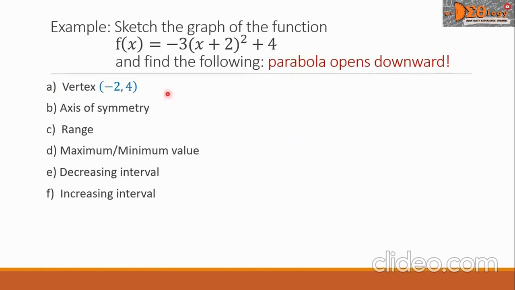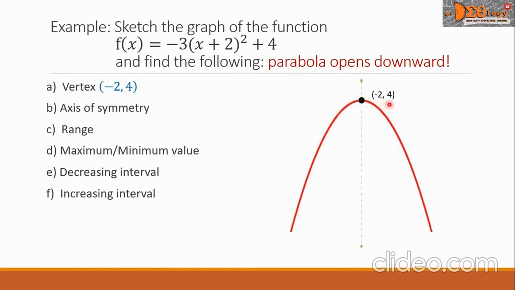Since the vertex is known, and we know that the parabola opens downward, we can now draw the parabola. So we have a parabola here that opens downward, and the vertex is the highest point. That is now the point negative 2, 4.